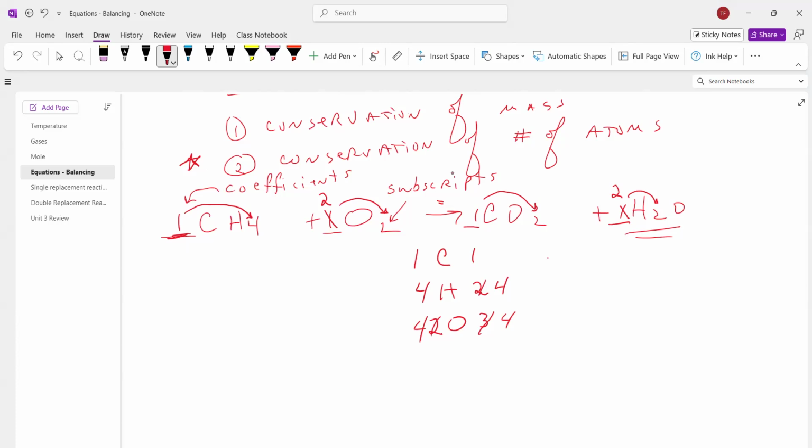All right. Are there any questions about this particular balancing? Yeah. We have 2 waters. Okay. That means each water has 1 oxygen. That's 2 oxygens, right?